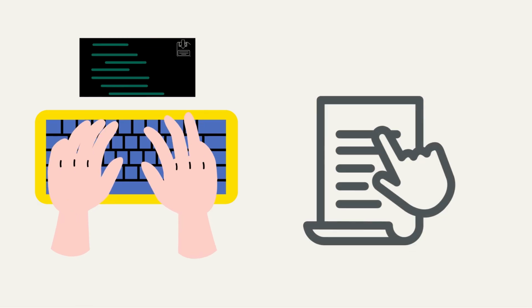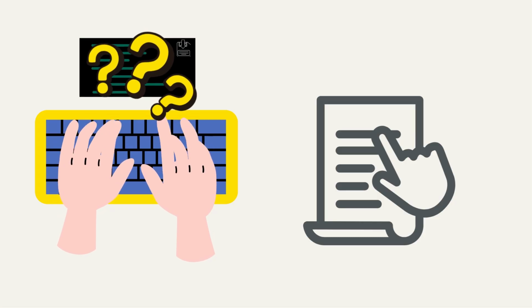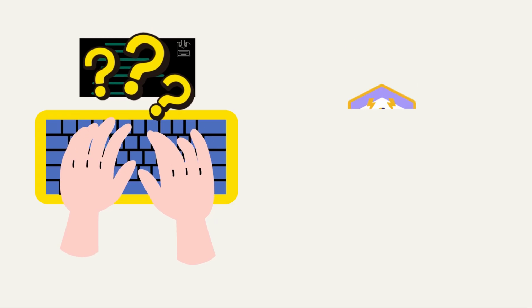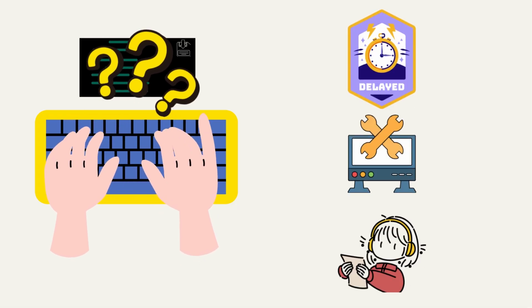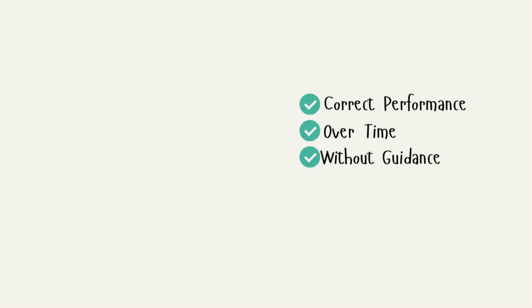If the work only succeeds while guidance is visible, the system still depends on instruction, not on the user's understanding. This creates delays, rework, and ongoing support needs. This happens when learning transfer has not occurred. Learning transfer can be evaluated in simple terms: correct performance over time without constant guidance and reminders.